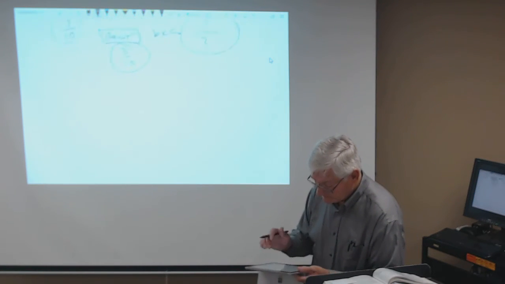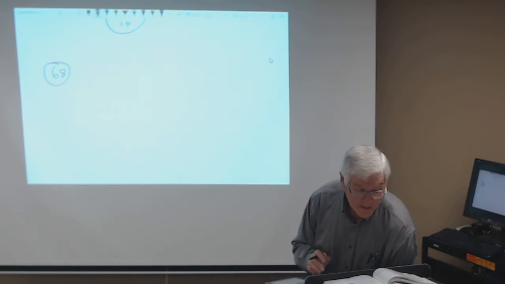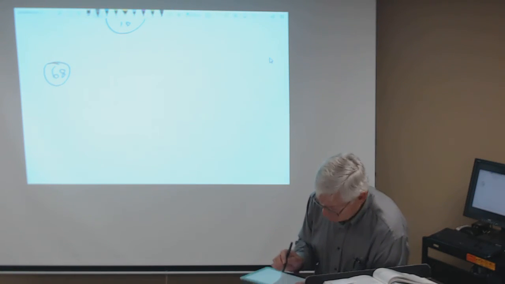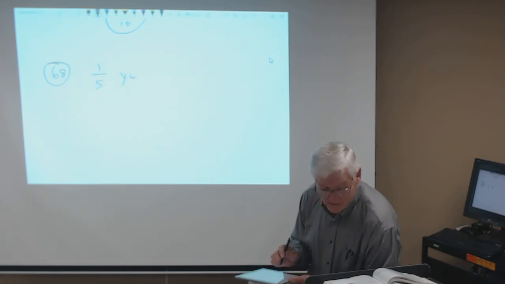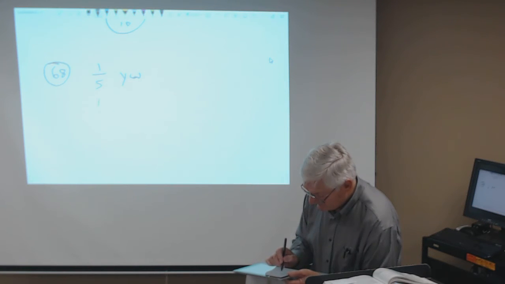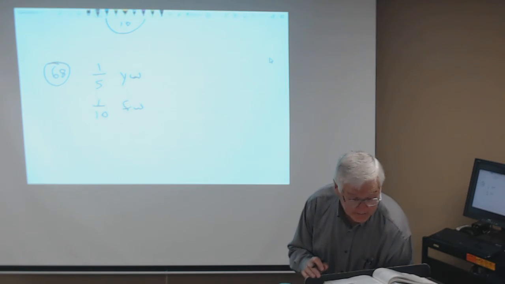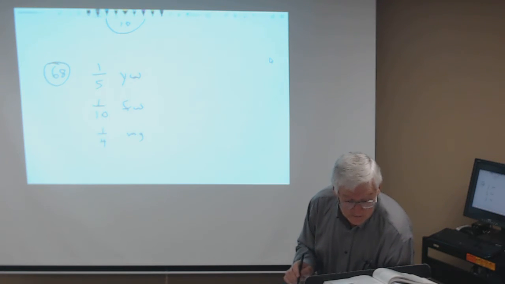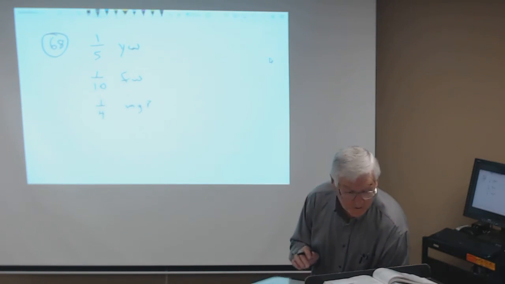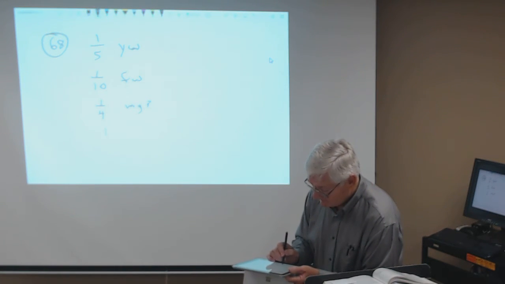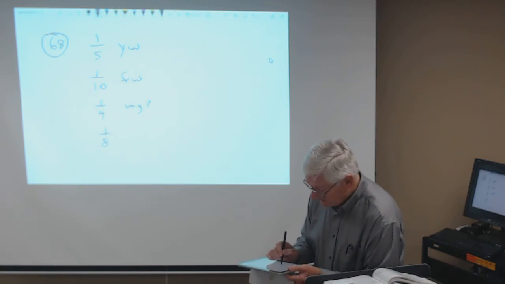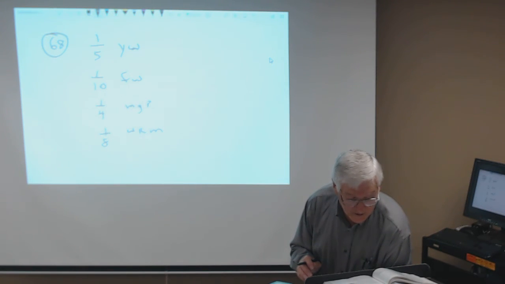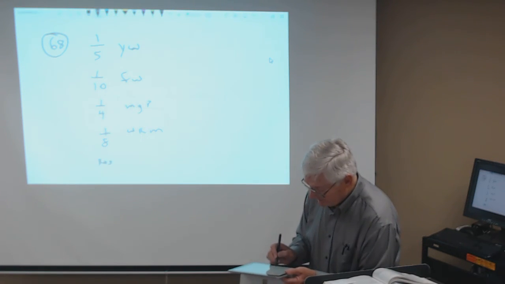Number 68. Do you know what is in your trash? Well, according to this, 1/5 is yard waste. 1/10 is food waste. 1/4 is metal, glass, and something else, plastic. And what's the next one? 1/8 is wood, rubber, miscellaneous. The rest is paper and cardboard.